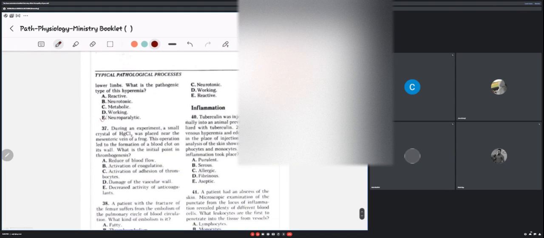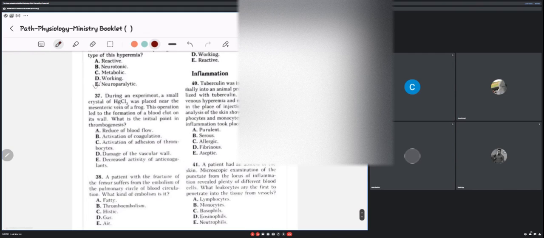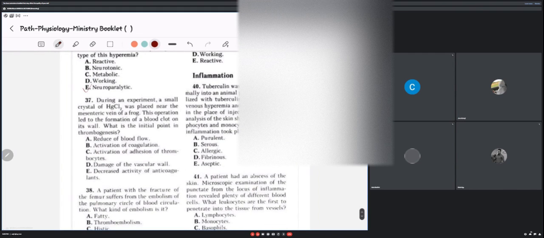Okay, three more for us to go here and we'll call it today. During an experiment, a small crystal of HgCl2, that's mercury chloride, was placed near the mesenteric vein of a frog, that's the vein around the abdomen, close to the internal organs of the abdomen. This operation led to the formation of a blood clot on its wall.